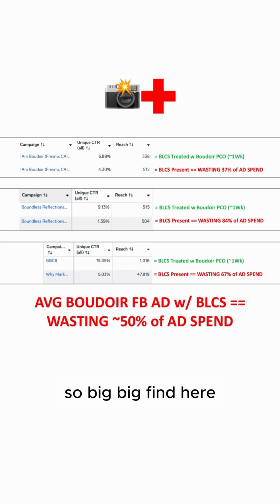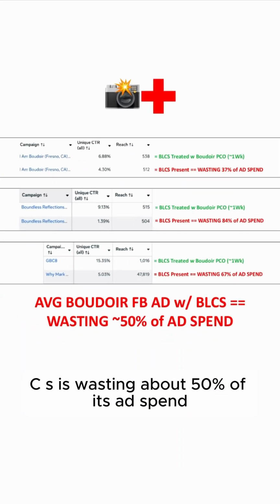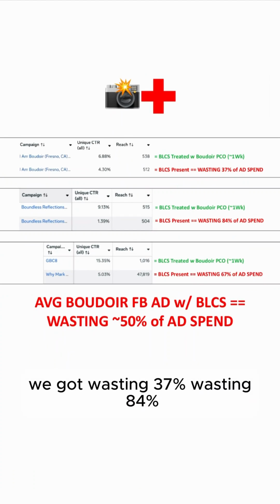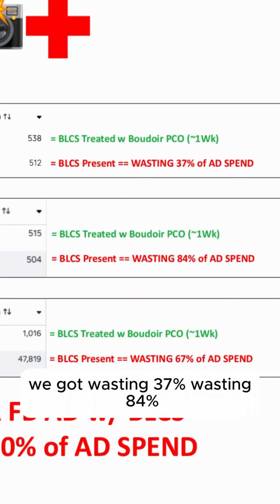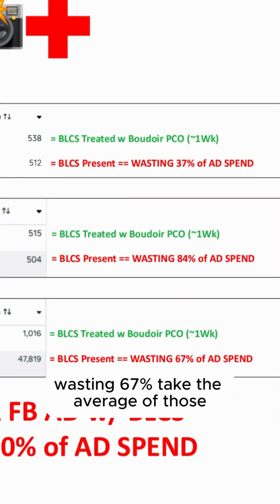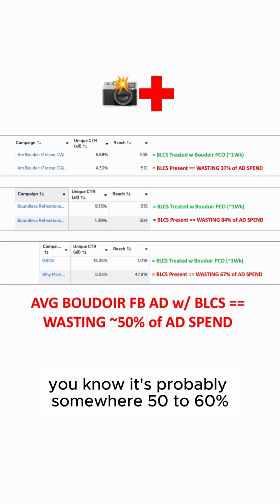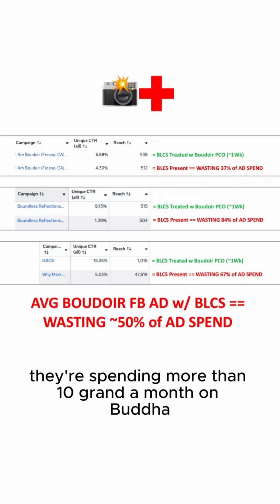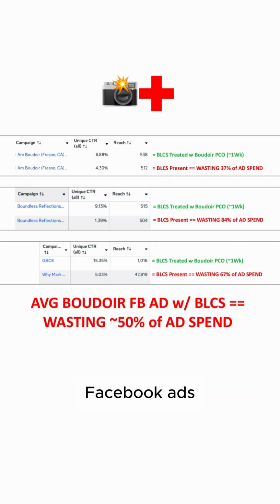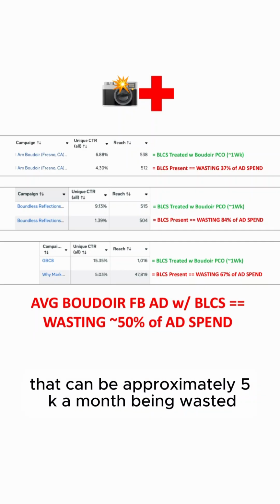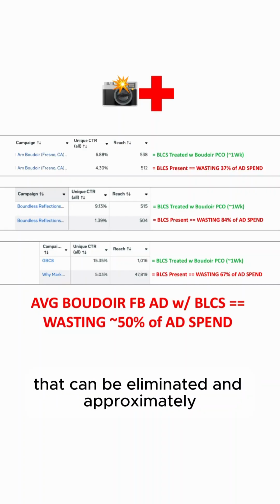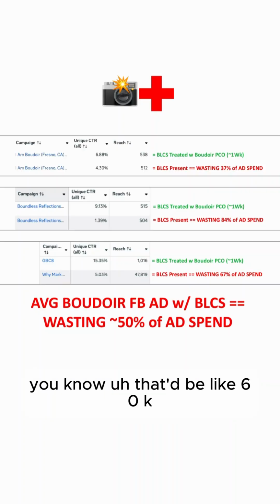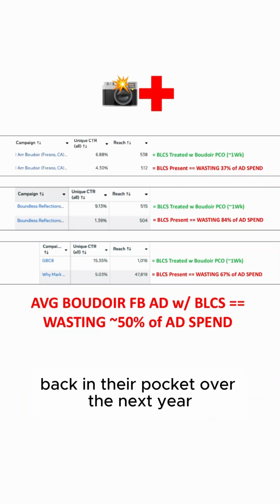So big find here. The average Boudoir Facebook ad with BLCS is wasting about 50% of its ad spend. So, I mean, look at the numbers here. We got wasting 37%, wasting 84%, wasting 67%. Take the average of those, it's probably somewhere 50 to 60%. So they're spending more than 10 grand a month on Boudoir Facebook ads. Literally 5K every single month being wasted. That can be eliminated. And approximately, that'd be like 60K back in their pocket over the next year.